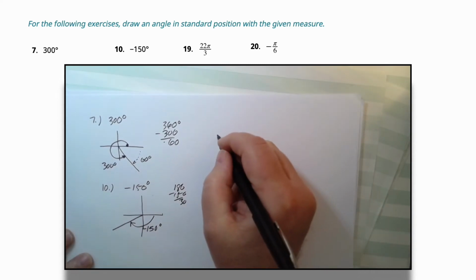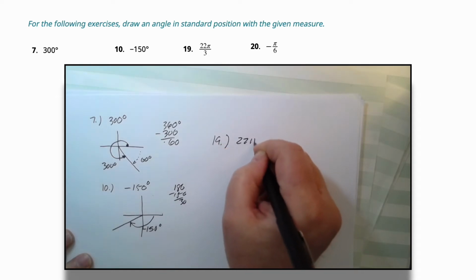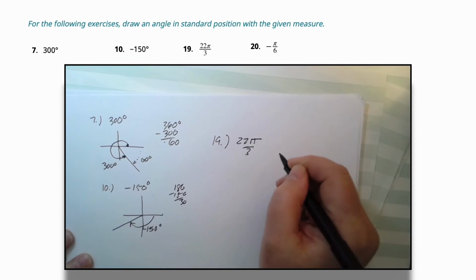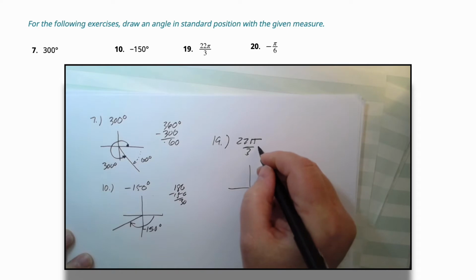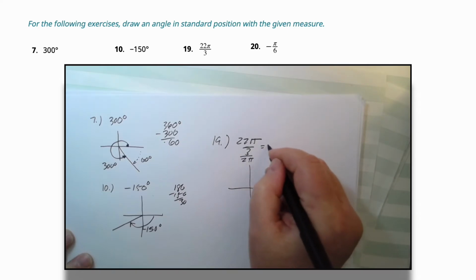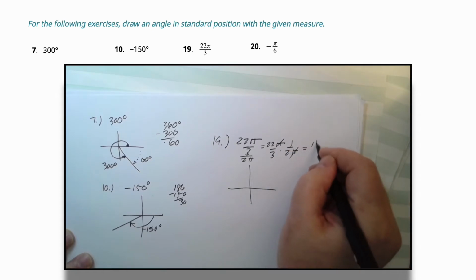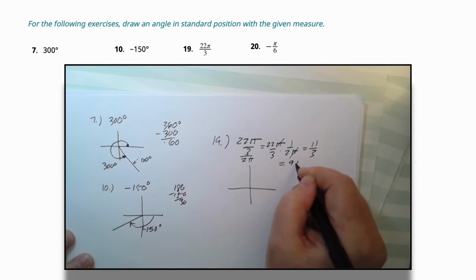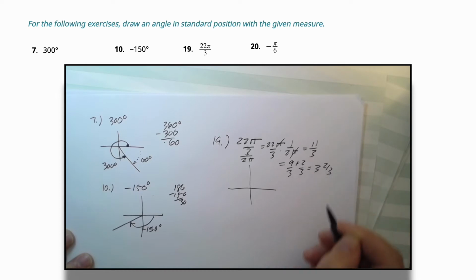All right, then number 19, 22 pi over 3. Now this one goes around a few times before it stops. So what we want to do is divide it by 2 pi, which is one full rotation. That's 22 pi over 3 times the reciprocal, right? Dividing by a number is the same. So that gives me 11 over 3, which is 9 plus 2 over 3, over 3. So that's 3 rotations and 2/3 of a rotation.